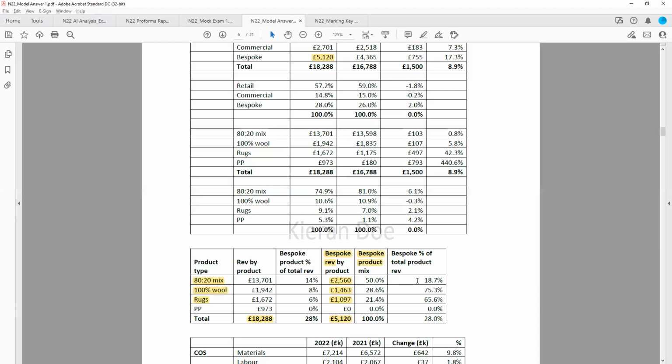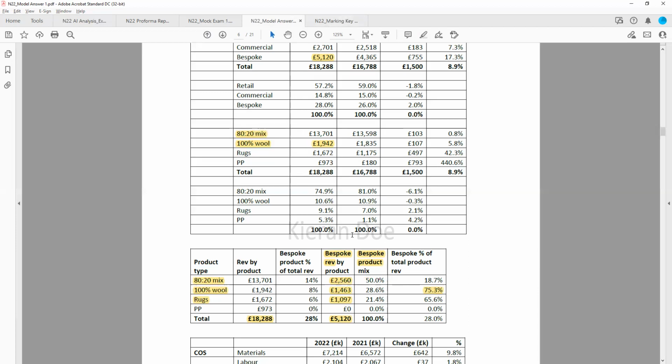And of course, you could look at it the other way as well and say, well, if you look at these product types, how much of their revenue is going to bespoke clients. So rather than looking at bespoke revenue and breaking it down, you could look at these product types and break their revenue down. And you can see that actually wool, so total 100% wool sales are 1942. And we know that 1463 are to bespoke design clients. And you can see that 75% of 100% wool sales are to bespoke design clients. You can see like this product is heavily dependent on bespoke work.